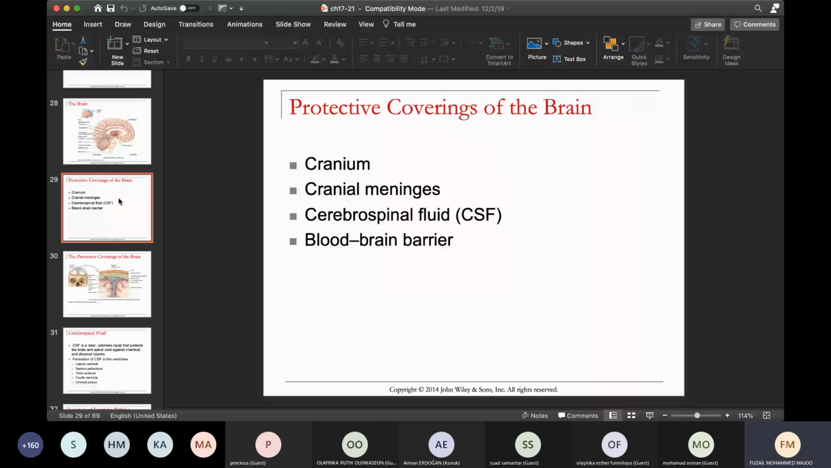So what's protecting the brain? What are the parts that protect the brain? As I told you before, it's a very important organ. Therefore, you have bone. The cranium protects it. In addition to that, there's tissue. Those are your meninges. There's also a fluid that acts kind of as a shock absorber for the brain, and that's going to be the cerebrospinal fluid.